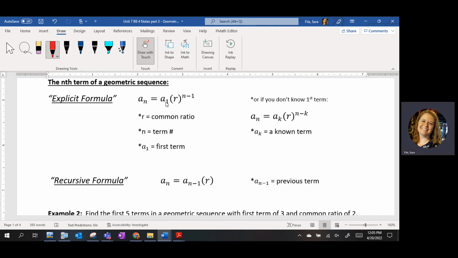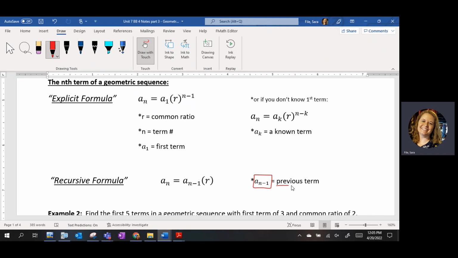So if you know the first term, this is a sub 1 and this is a minus 1. But if it's some other term, like the 8th term, you would plug the term in there and this would be an 8. Does that make sense? Okay, that's explicit formula.